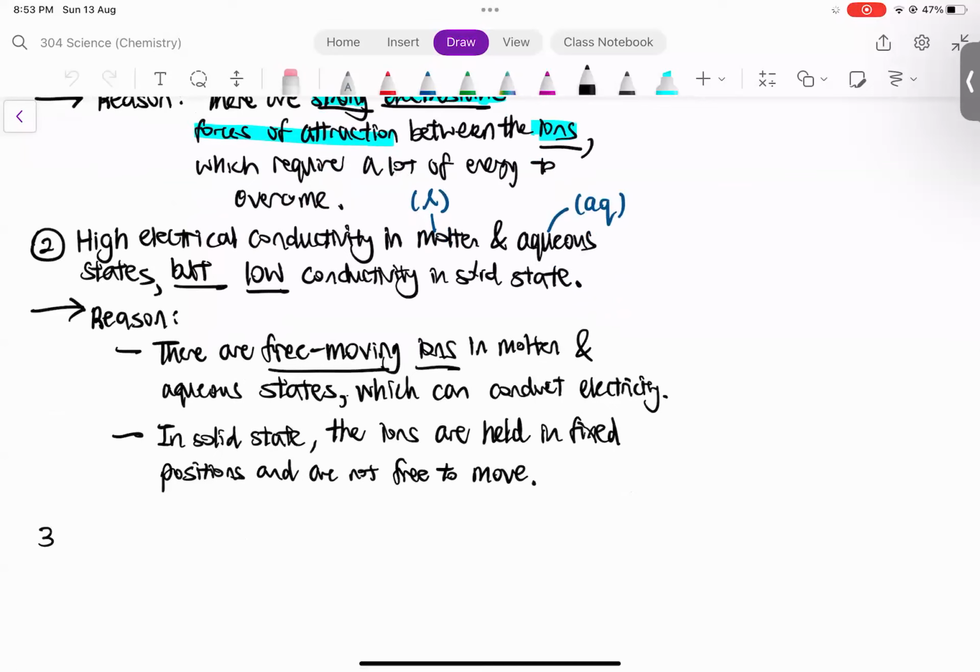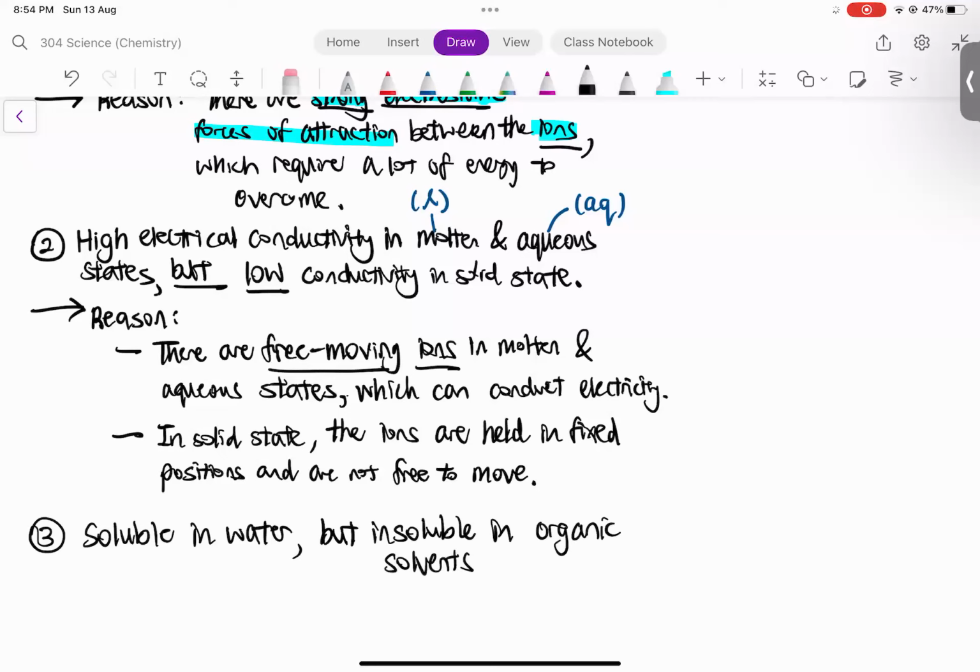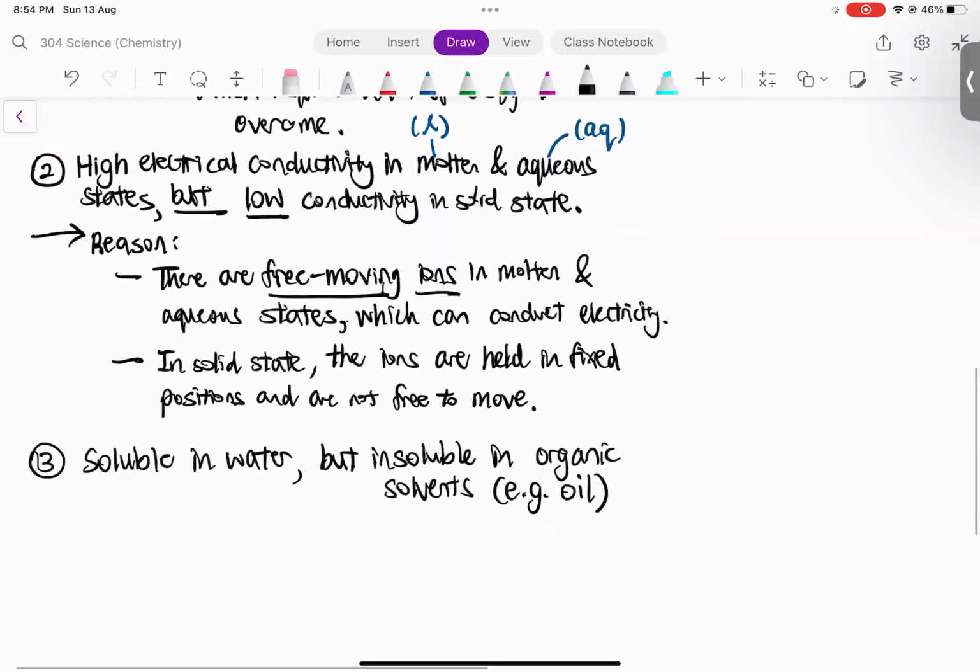All right. Now, the final property is that ionic compounds are soluble in water. They dissolve in water, but they are insoluble in organic solvents. So for example, like oil, okay? Ionic compounds do not dissolve in oil. However, ionic compounds generally will dissolve well in water. Okay, this is just a property that you should know.